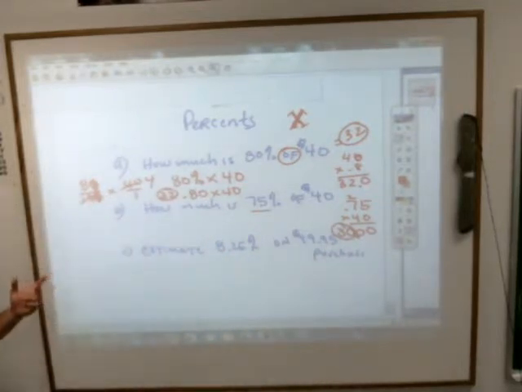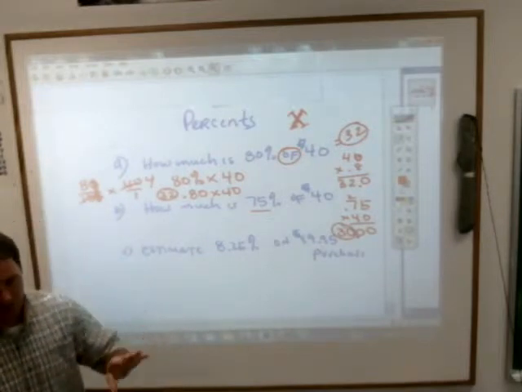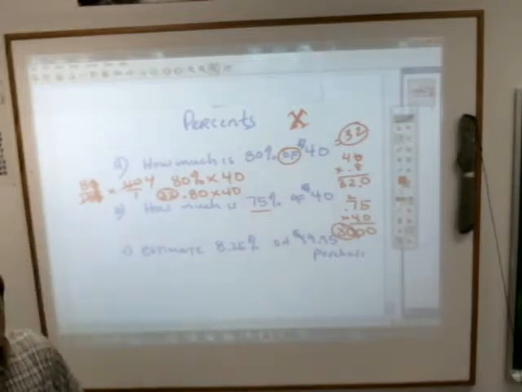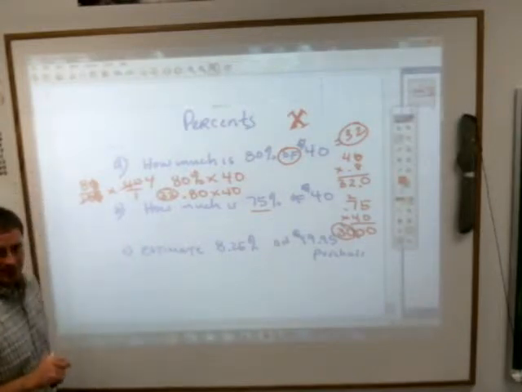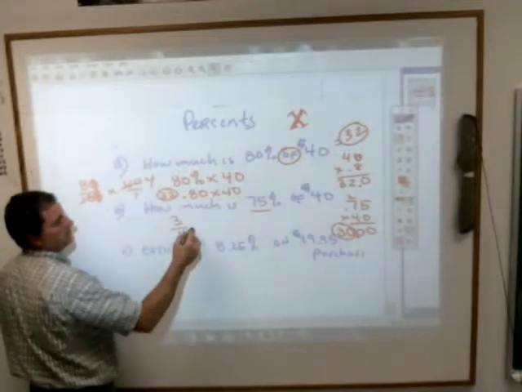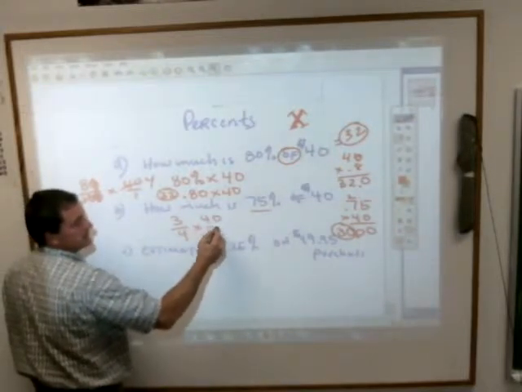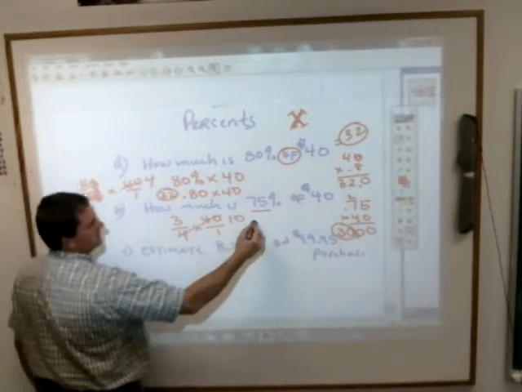Now in this case though, I think a fraction is probably easier because 75% is what fraction? There are certain percentages that you should know the fractions of right off the bat. This would be one of them. Yeah. 75% is the same thing as 3/4, and 3/4 times 40, the 4 crosses off with the 40 to leave you with a 10. 3 times 10 is 30.